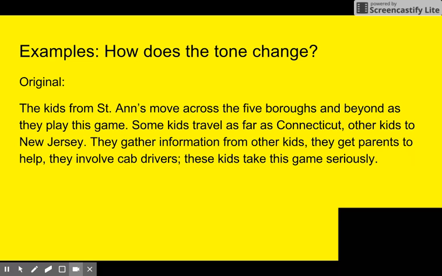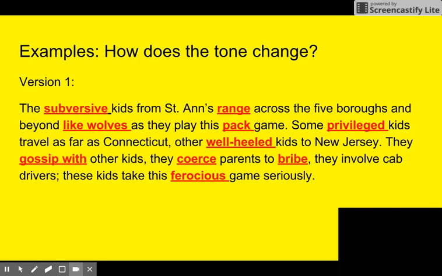So the kids from St. Anne's move across the 5 boroughs and beyond as they play this game. Some kids travel as far as Connecticut, other kids as far as New Jersey. They gather information from other kids. They get parents to help. They involve cab drivers, and these kids take this game very seriously. So this is the original quote, and this is going to be how to change it, okay?